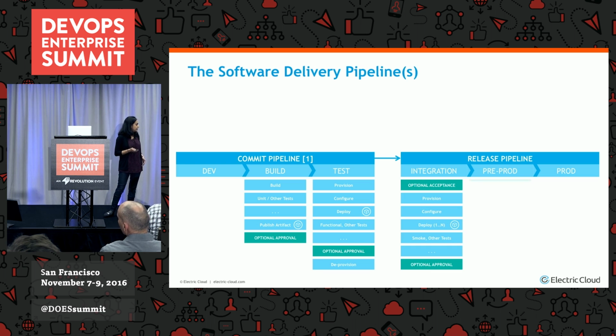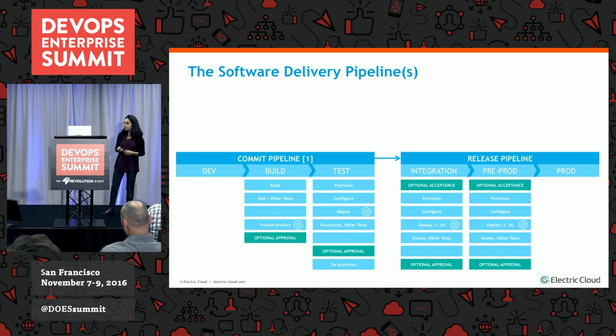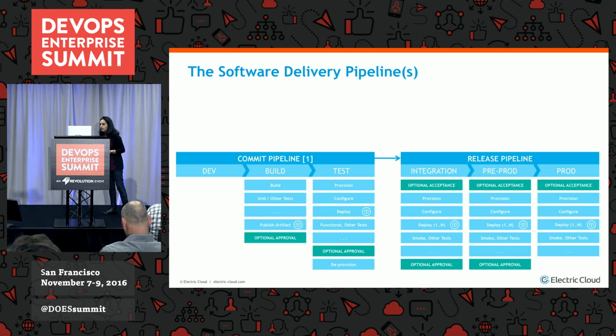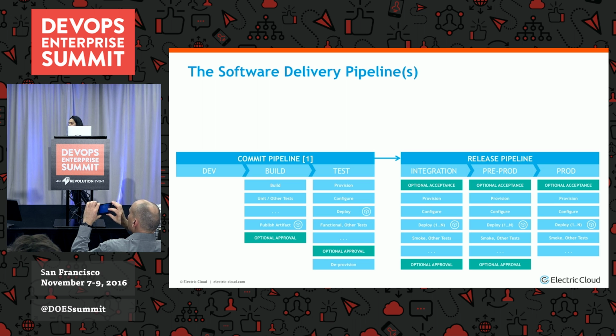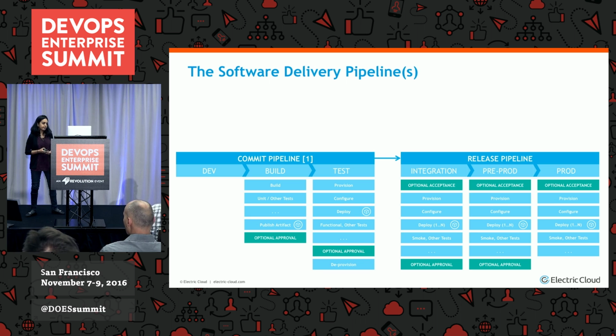And here again, with each stage, we have points of integration. We're going to see the same processes across integration, pre-prod, and production. Again, we might be bringing up a VM. We might be configuring it with something like Chef or Puppet, running our application deployment again, and pushing our application across all of these environments.